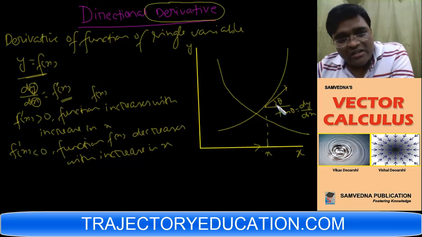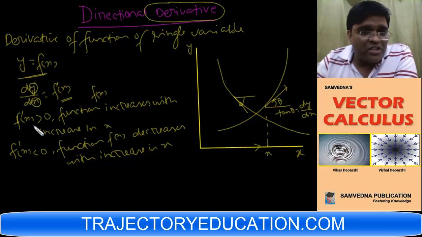Here, the tangent makes an angle theta with the x-axis. If this direction is taken as positive, this direction will be taken as negative. It can be, say, minus pi by 4 or minus pi by 3. So the slope is negative over here. The angle theta is negative, so tan of negative theta will be a negative quantity. So we say the slope is negative, or the derivative of the function is negative. So the sign signifies whether the function is increasing or decreasing.